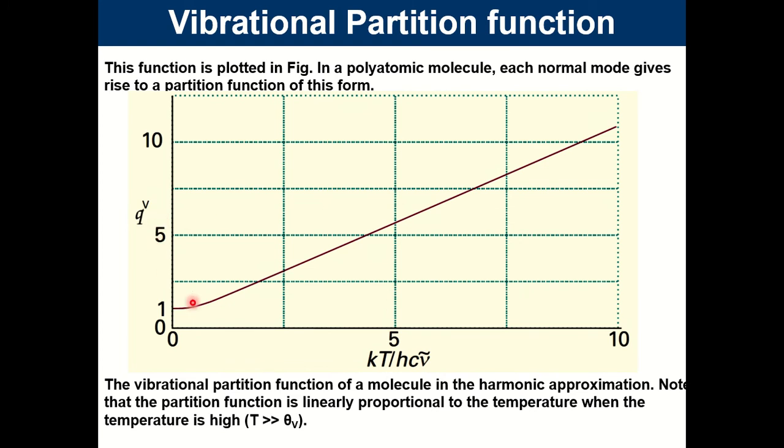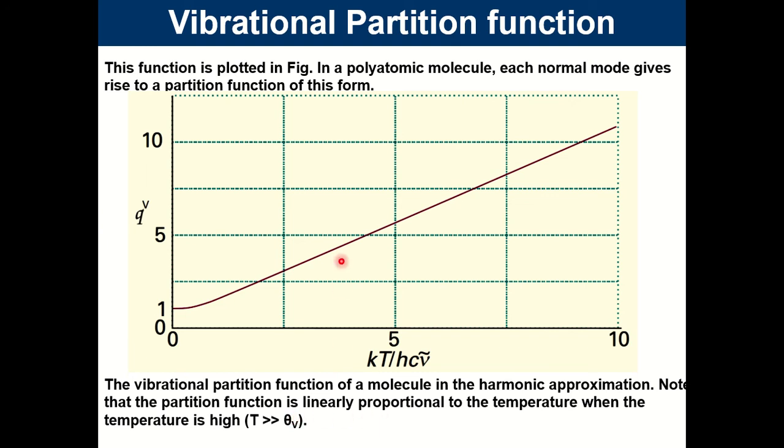Now if you plot it against kT, this is the kind of expression you will get. This is the graph you will get in the case of a polyatomic molecule. You choose one mode and then you can plot. So for a diatomic molecule, there is only one mode, that is the symmetric stretching mode, and this is the kind of function that you will get. And for a polyatomic molecule, each of the modes will give you this kind of graph. So this is the vibrational partition function of a molecule in the harmonic approximation.